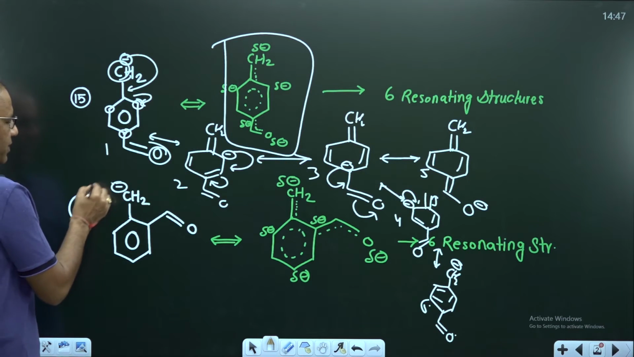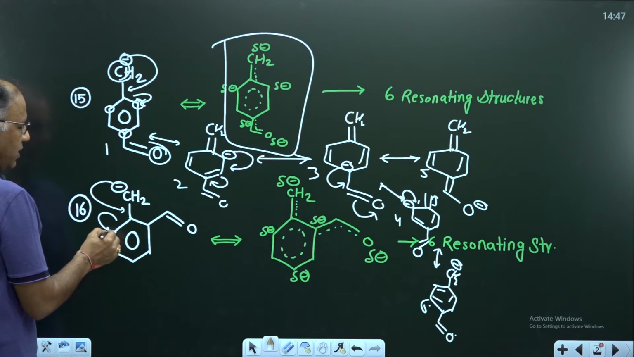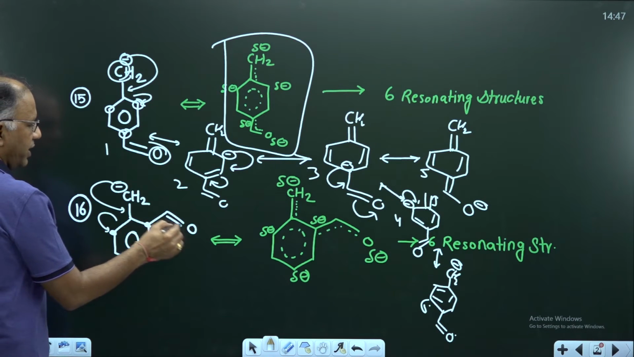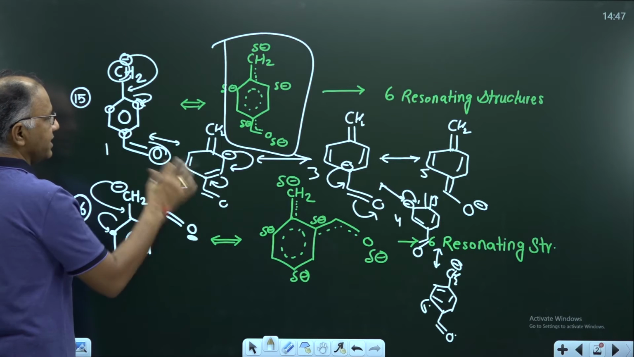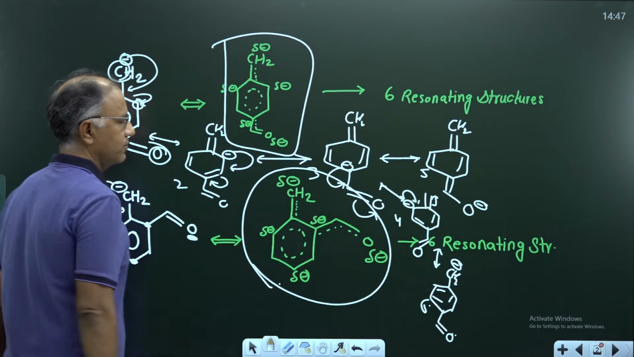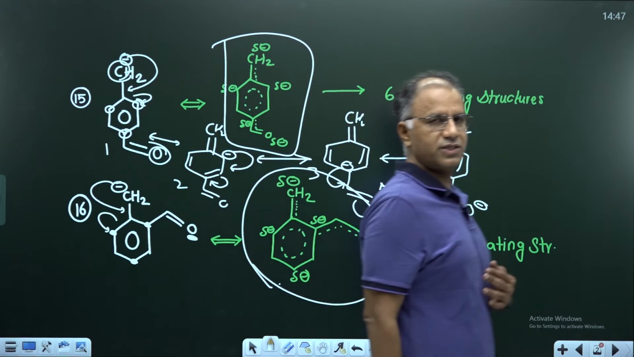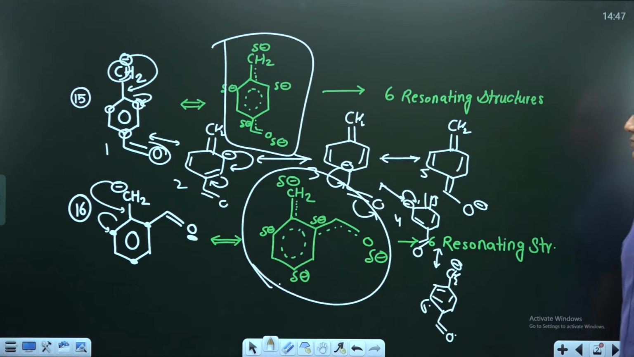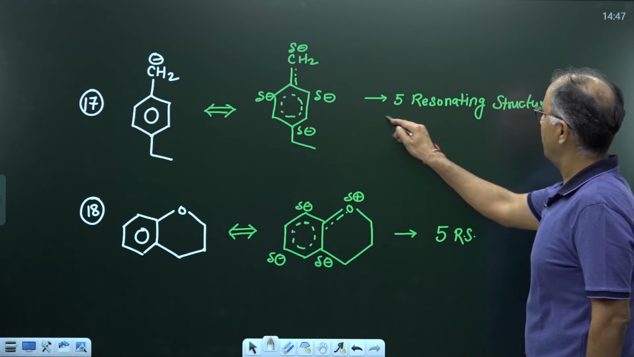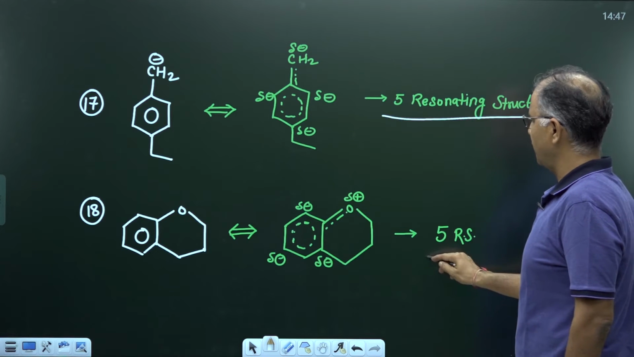Similarly, in example 16, when you draw resonance, the negative charge will be on ortho, then this ortho and then down oxygen. Exactly similar to 15. Then this will be the hybrid. You can match your answer with the given hybrid. In example 17, there will be 5 RS and 18 will be 5.